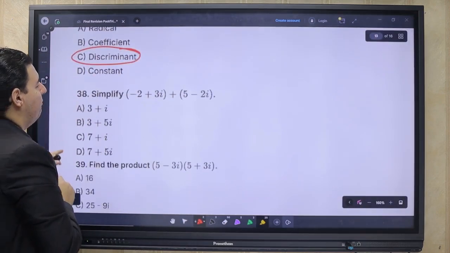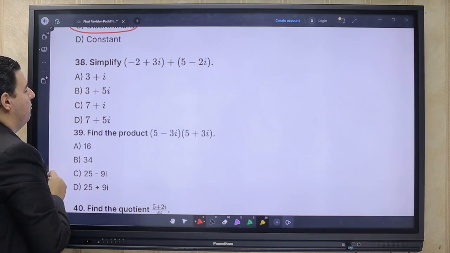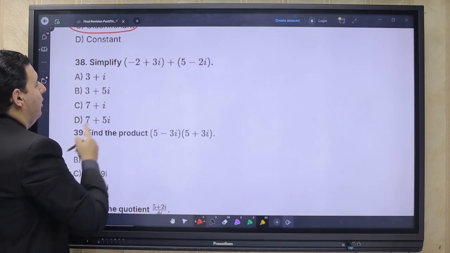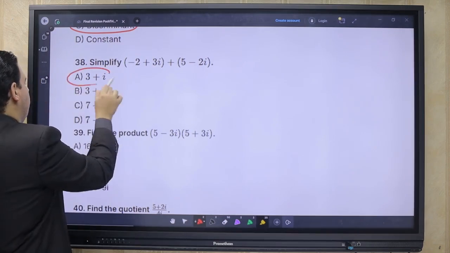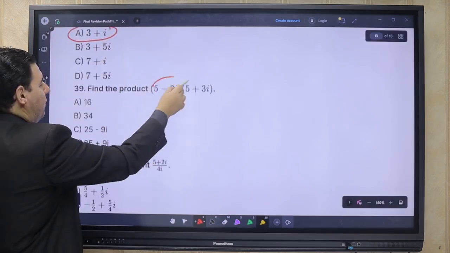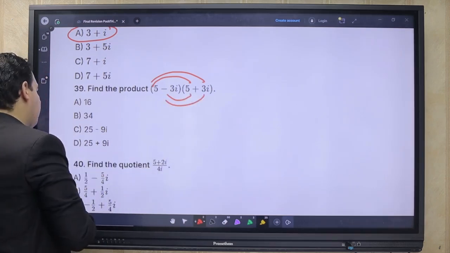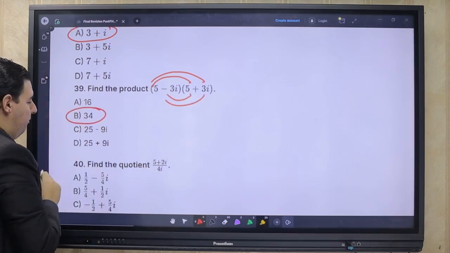Simplify negative 2 plus 3i, addition for these two complex numbers. Negative 2 plus 5 equals 3. 3i plus negative 2i is 1i, so it will be a. And find the product, as we said before, it will be 34.